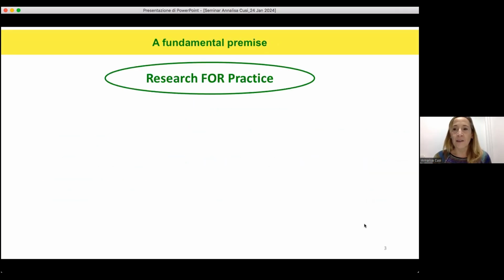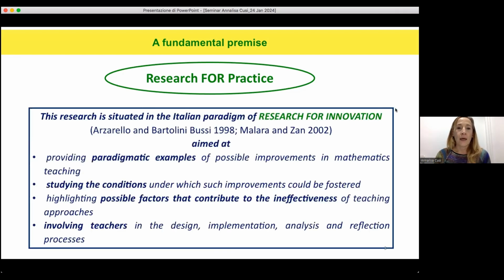So let's start from the first part of the talk. A premise is necessary, that is that the research that I developed was aimed at being a research for practice, since it is set within the Italian paradigm of research for innovation.